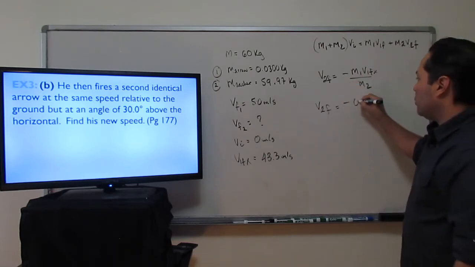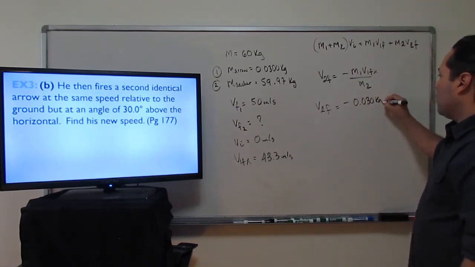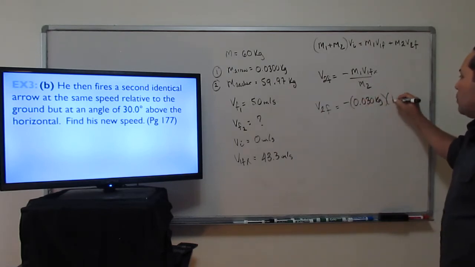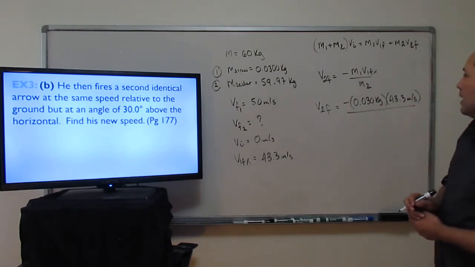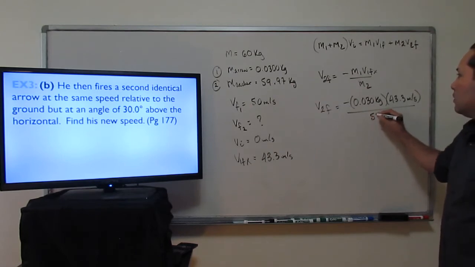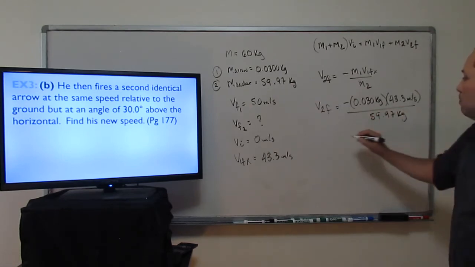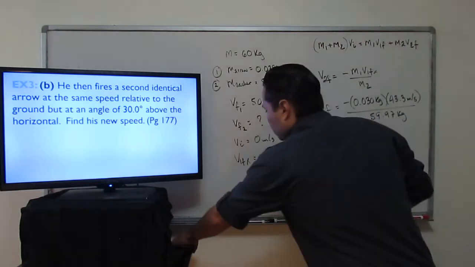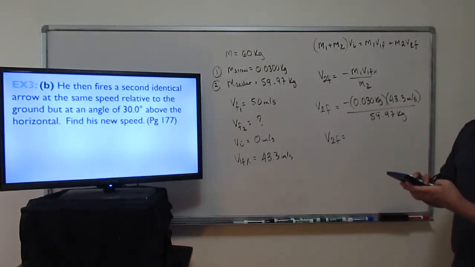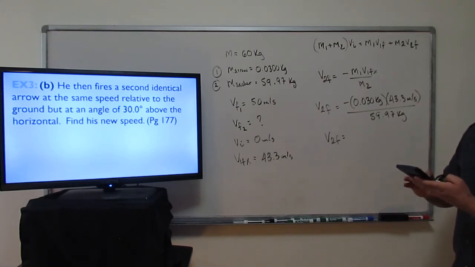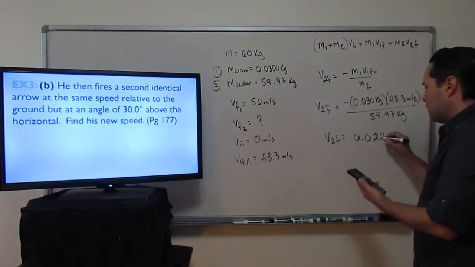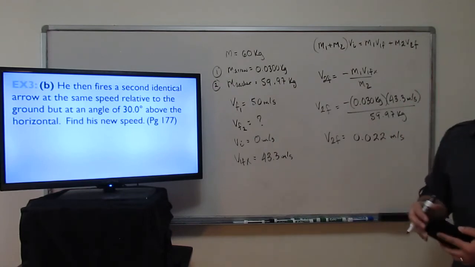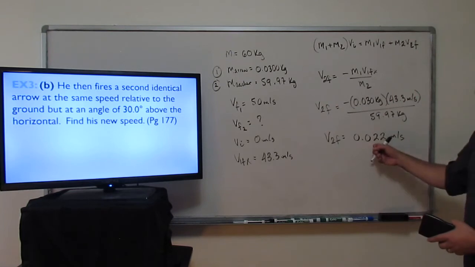The mass of the arrow, it was an identical arrow, 0.03 kilograms. Velocity was 43.3 meters per second. And now the mass, 59.97 kilograms. Plug that in and we get our answer. So it's going to be 0.03 times 43.3 divided by 59.97, about 0.02, I'm going to round it up slightly to 0.02 meters per second. The previous answer was 0.025, now it's 0.022.